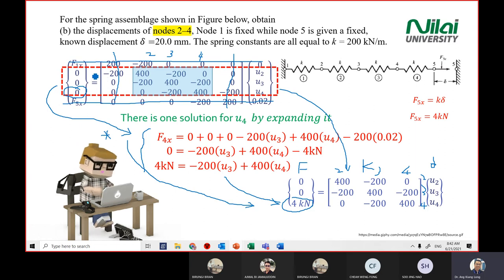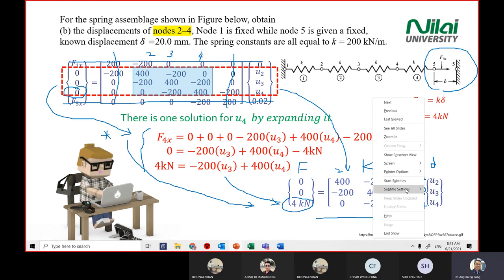Be careful to check whether there are any numbers on the left hand side. In this case there is one number, 4 kilonewton, because we have a movement in point number 5. So be careful when you do it. Just double check, or on the safe side, always expand the 5 equation in this question. So expand the 5 equation, and you manage to build this matrix here.